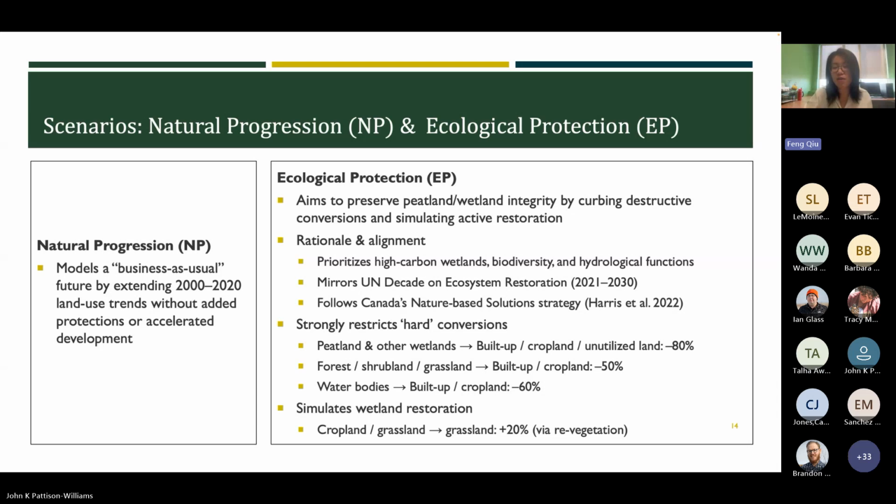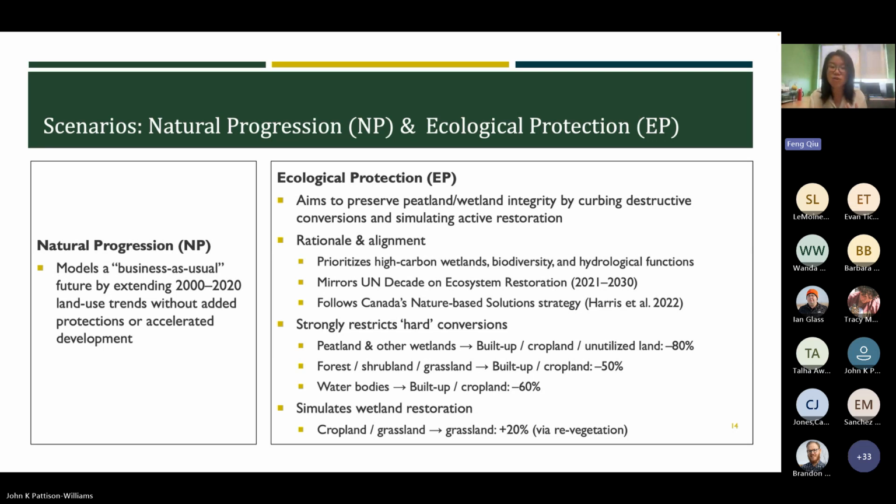So the one from 2000 to 2020, if we don't impose any extra protections, or accelerate the development, we just follow the historical pace. That's the first assumption, the scenario. You can consider this as business as usual. This will serve as a baseline we can compare with the other scenarios.